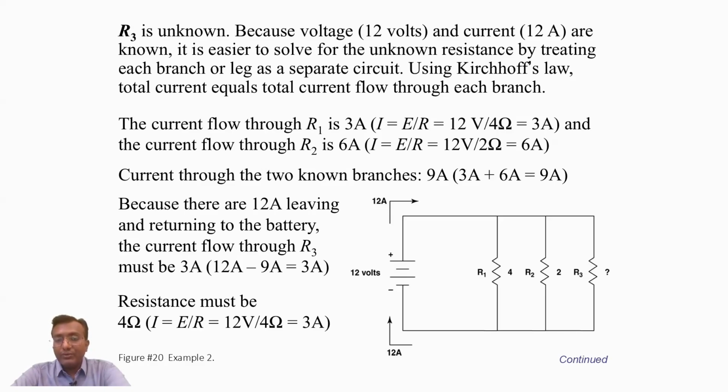Okay, so by using the formula 1 upon RT is equal to 1 upon R1 plus 1 upon R2 plus 1 upon R3, here there is only one unknown value. From this we can determine the third resistance in this system.